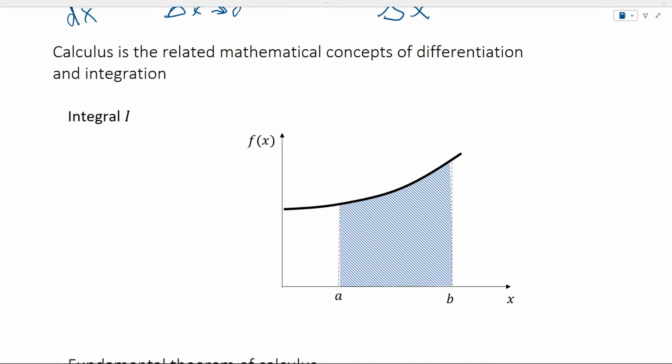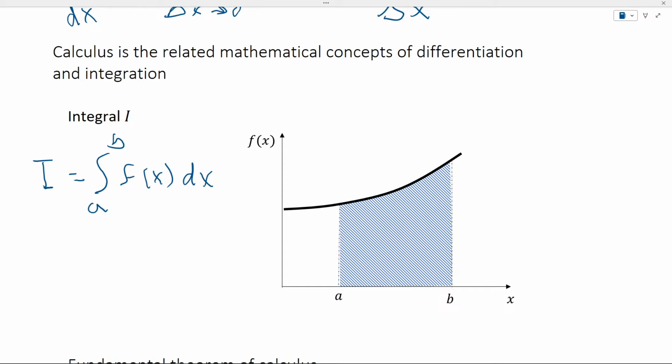Integration will generally be presented like this, and this is called an integral. You see this looks kind of like a sum, and that's exactly what it is, a summation. So you have this integration symbol, which looks like a sum, and then you have f of x dx. Basically, if I integrate a function from here to here, it means I'm finding the area under this curve.